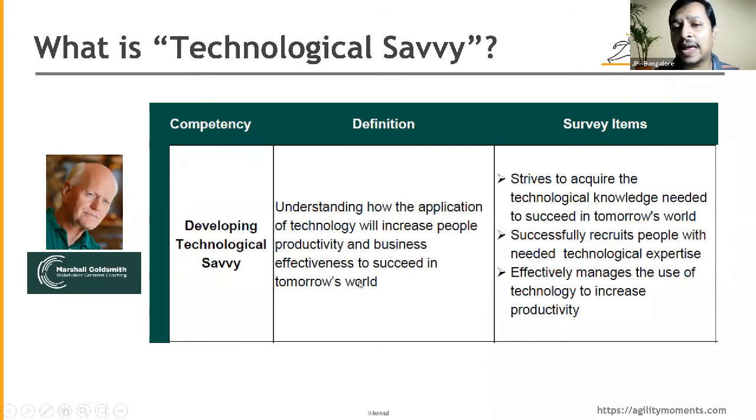And if you have technological savvy, then you as a manager or leader strive to acquire the technological knowledge needed to succeed in tomorrow's world. That technological knowledge is specific to your role and context. HR might have different stuff. A product owner might have different stuff. A Scrum Master needs to know how to do effective release planning across 4 countries in remote, right? How do we roll out breakout room facility in a remote meeting when you're doing release planning? Many people are not updated about this. That's what I'm calling technical agility for a Scrum Master or Agile coach, right?